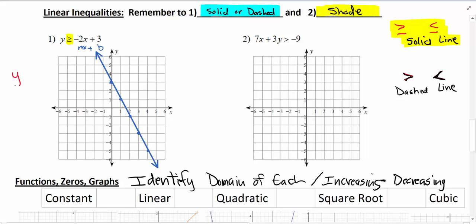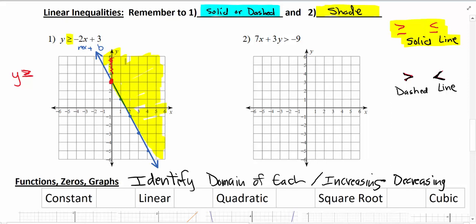Notice this says y is greater than or equal to. So I'm going to touch right here at the y-axis and ask, where are the y's greater than or equal to 4? Well, they're greater than 4 up here. So guess what? Up there is on this side of the graph. So everywhere on this side of the graph gets shaded.